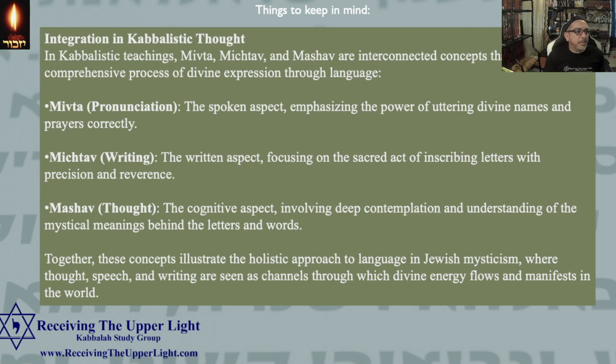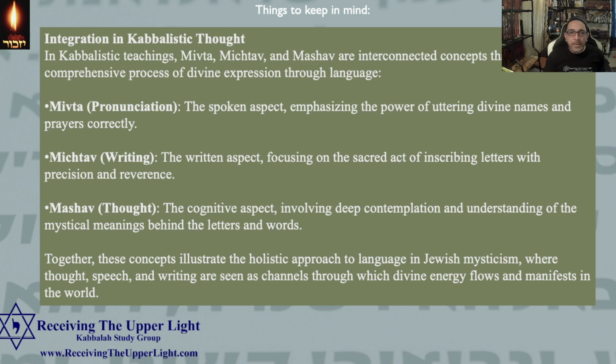And then the mashav, the thought, which is the cognitive aspect. And this is understanding the meaning behind the letters and the words that you're meditating. So, for example, we have the letter Dalet. The letter Dalet signifies door, right? But also in Kabbalah, Dalet signifies the poor. It also has the numerical value of 4. So, if it has the numerical value of 4 and signifies the poor, in Kabbalah, we will use this letter also to signify Malchut.